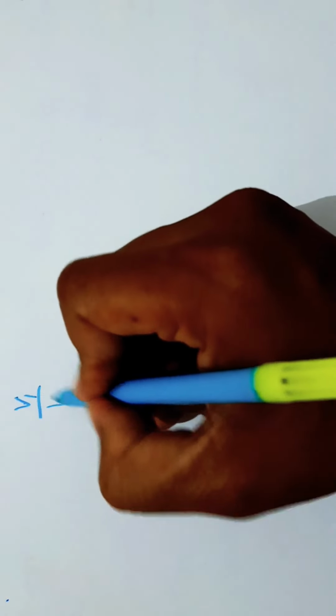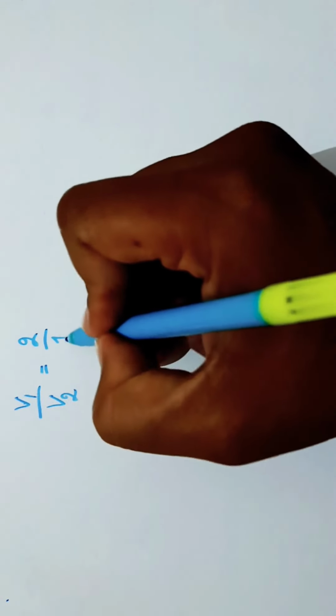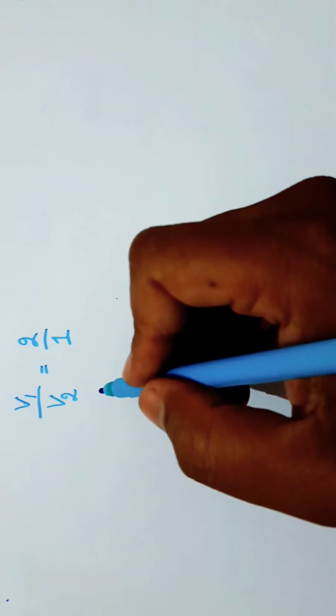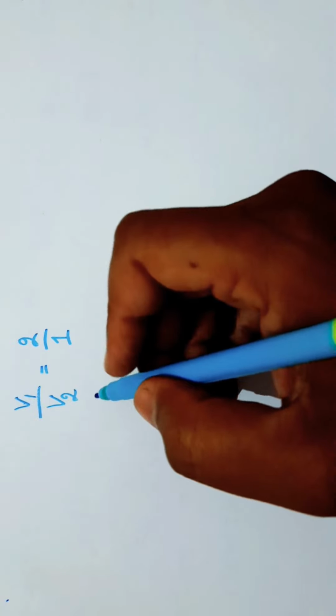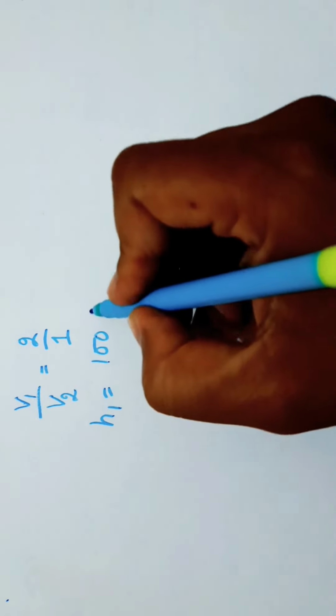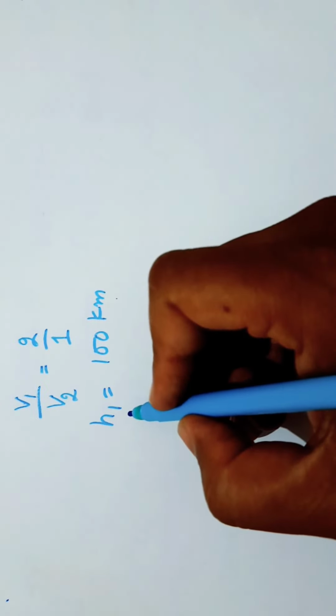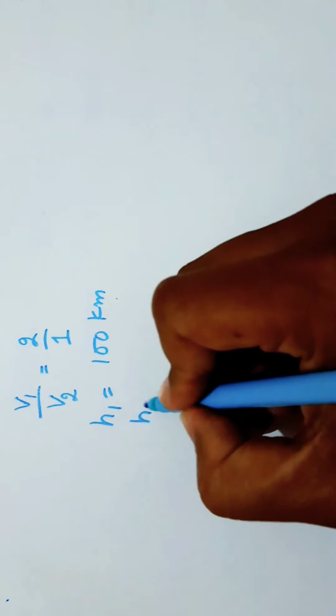In this problem, the ratio of orbital speed is given. So V1 by V2 is equal to 2:1, that is 2 by 1. And the height of one of the satellites is given, so that is h1 is equal to 100 kilometer. Here we have to find the height of the other satellite, so that is h2.